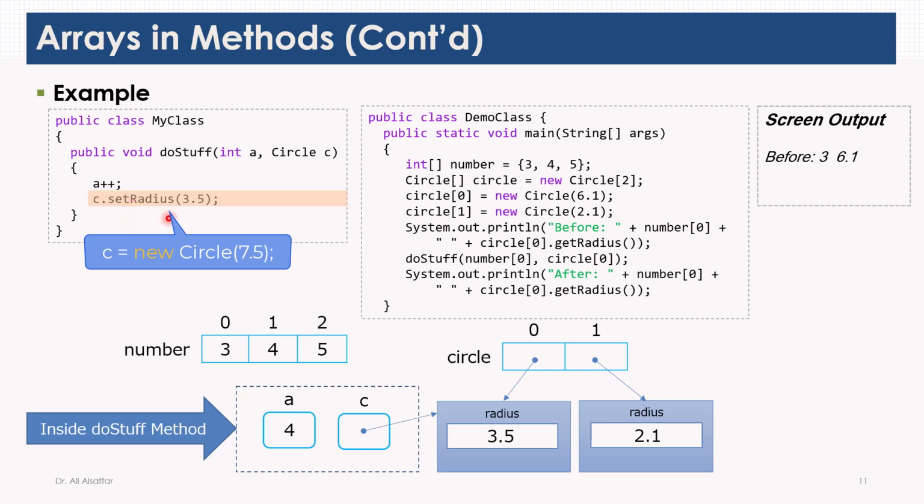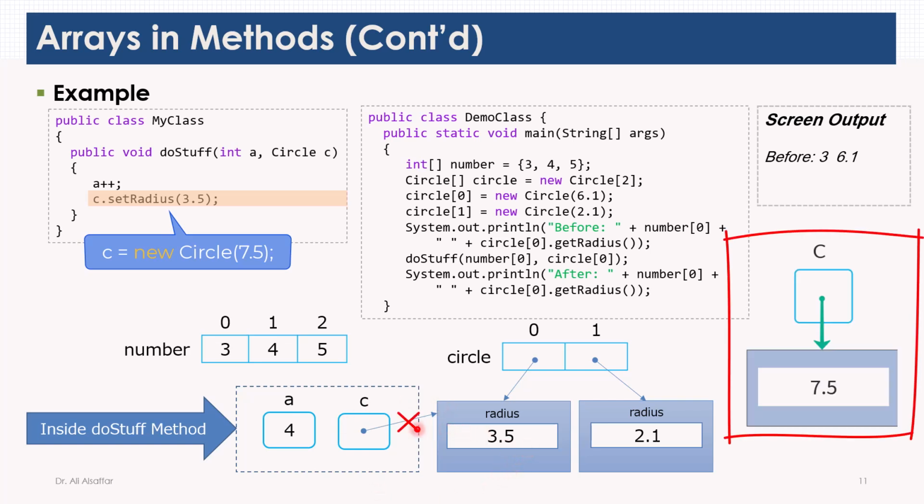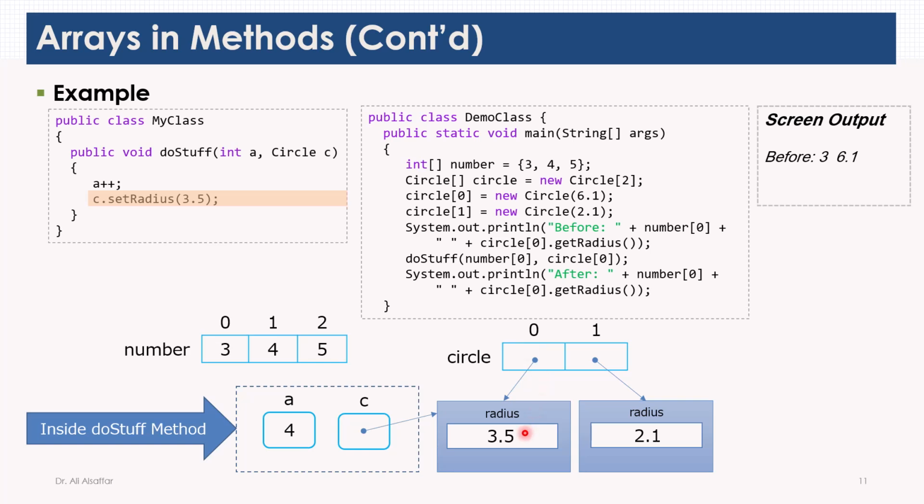Since we have changed the value of C to a different object, the arrow that was pointing to the object of radius 3.5 will change and point to the new object. So we have changed the value of C as a formal parameter, but the actual parameter that was passed to C, which was saved into circle 0, has never changed. Circle 0 as an index variable is still pointing to the original object. But when we assign its address to a parameter of a method, the parameter can be used to access the object but cannot change the address that was saved into the array.